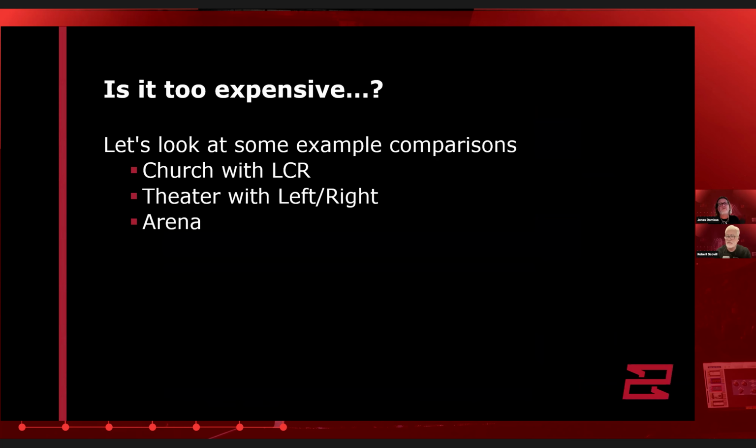We've heard that a lot of people think it's very expensive because a lot of the adaptive products are all self-powered with multi-channel amplifiers and DSP all built in. So one cabinet, when you compare it to a passive box, might be more expensive. But let's look at a comparable system that most of us should understand, like say a church with LCR, a theater with a left and right system, or an arena. And let's actually do some real world comparisons. Okay. So let's start with that church.